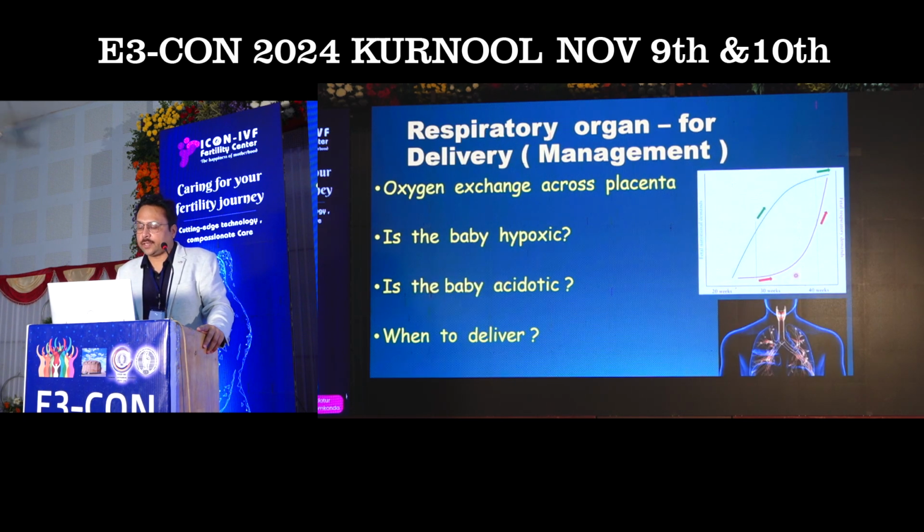While you see this red line, this is the respiratory capacity of the placenta. It starts rising after 30 weeks, and it tells you about the oxygen exchange across the placenta. Is the baby hypoxic? Is the baby acidotic? And when to deliver? And it tells you about the trigger for delivery in late FGR cases.